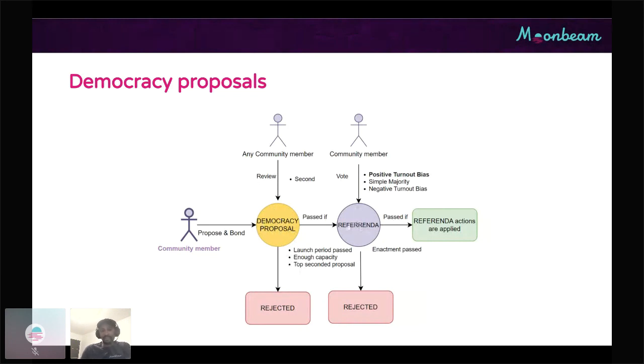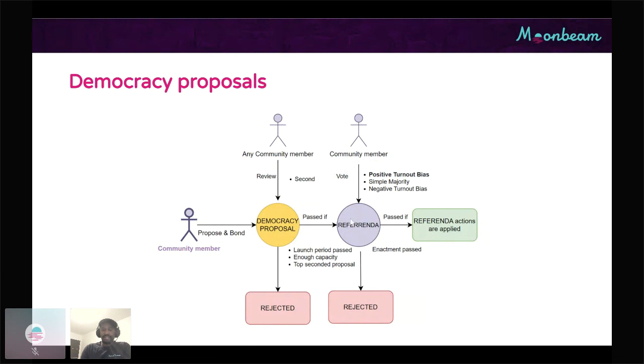It will move from the yellow to the purple part only if the launch period has passed and there is enough capacity. The capacity is the number of referendums that we can run in parallel. So when it becomes a referendum, any community member can vote on this referendum.